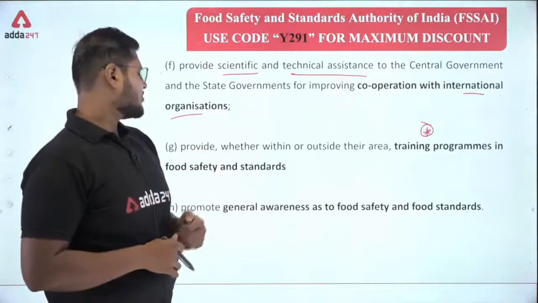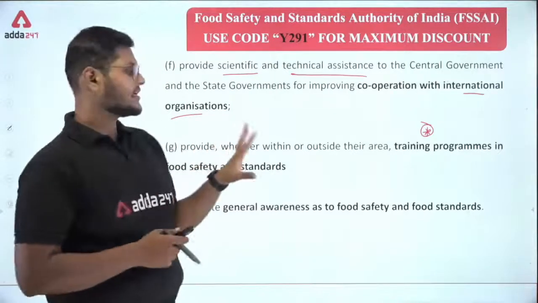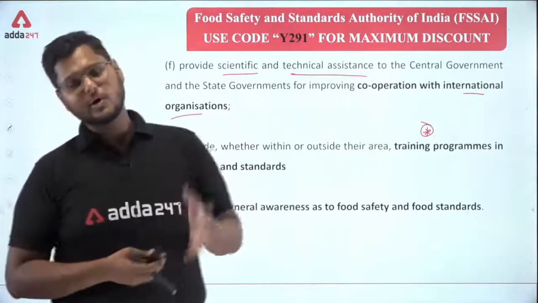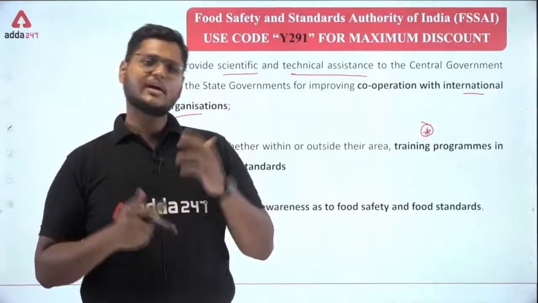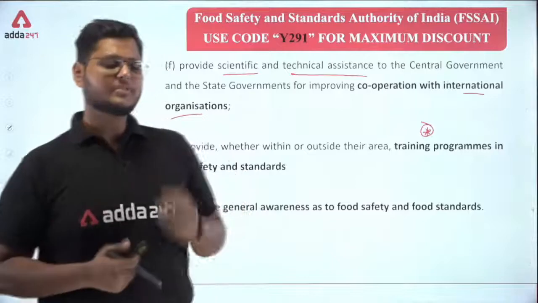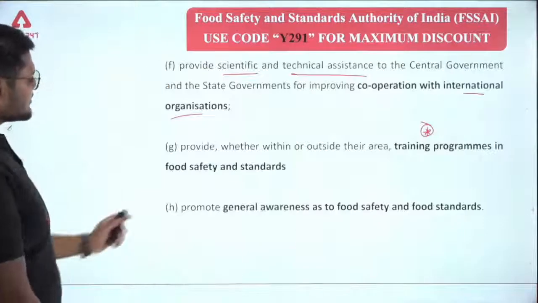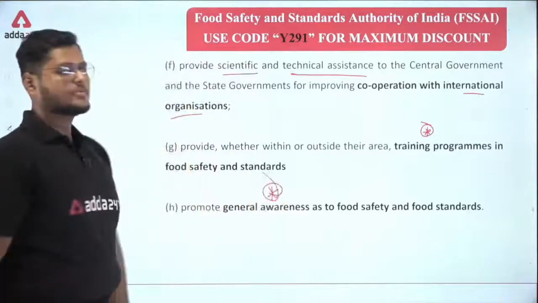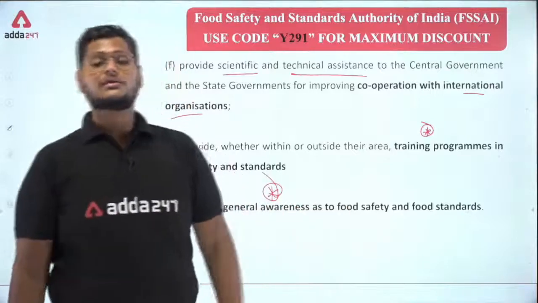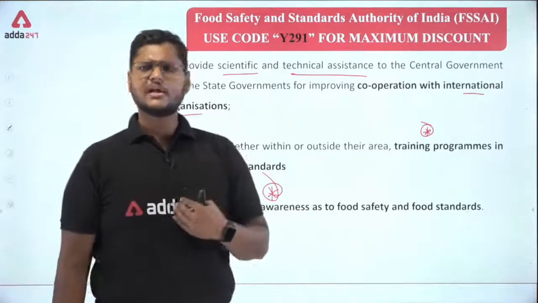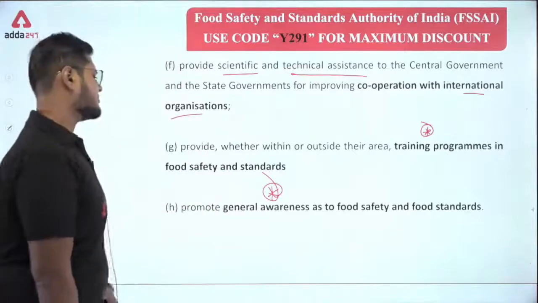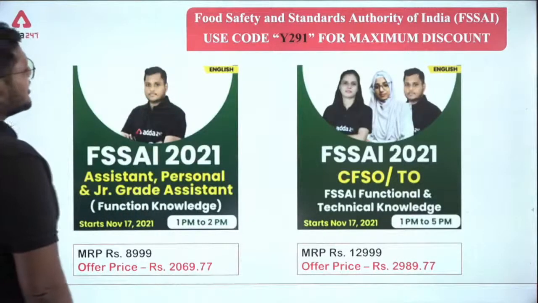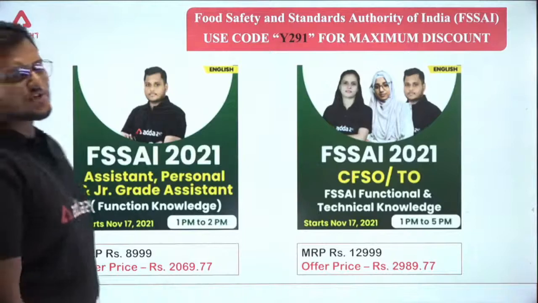Okay, so training programs in food safety. There are different training programs here that are usually provided to the employees, to the different food business operators, or anyone who wants to get involved in the food business activity. Okay, so this was it for promote general awareness of food safety and standards. They can also promote general awareness, for whom? For everyone, for people like you, people like me. A general awareness should be promoted to ensure food safety and standards. Okay, next. So this was it for today, the roles, the duties and the functions of the food authority.